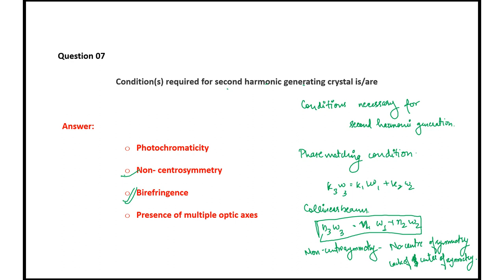What do you mean by presence of multiple optic axes? This is not a condition. We studied that with a single optic axis, the refractive index of the medium should change with respect to the angle of incidence. So this is not the right option, and photochromaticity is also not the right option. If you have any doubt in the previous questions connected to this one, you can ask, or else we'll go to the next question, which is question number 8.